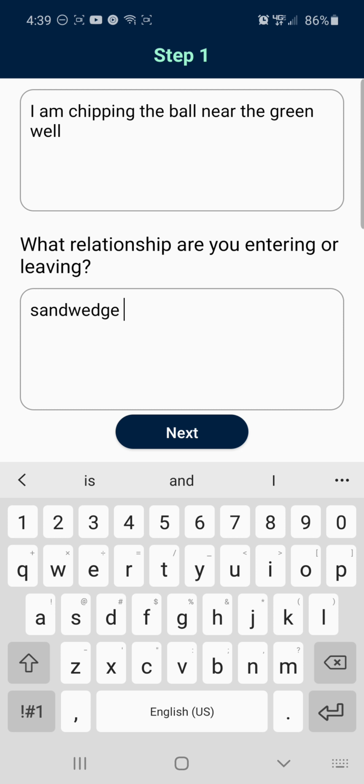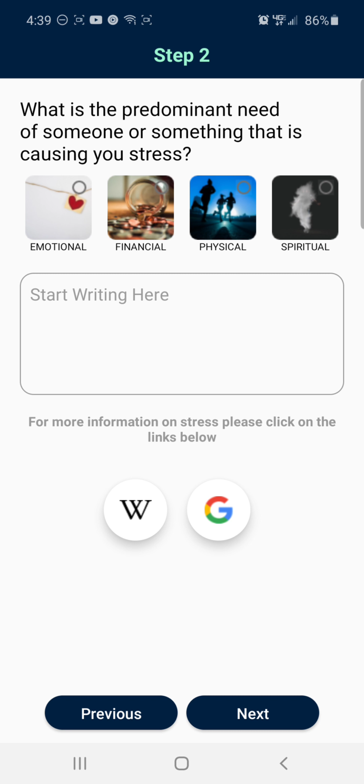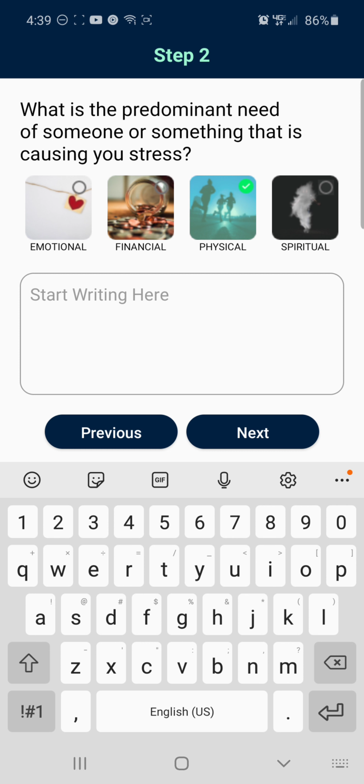Okay. The next step is, what is the prominent need of someone or something that's causing you stress? Again, it's physical. How he grips the club, how he holds the club is key to his stressful event. So what is the predominant need? It's physical. We write that down.